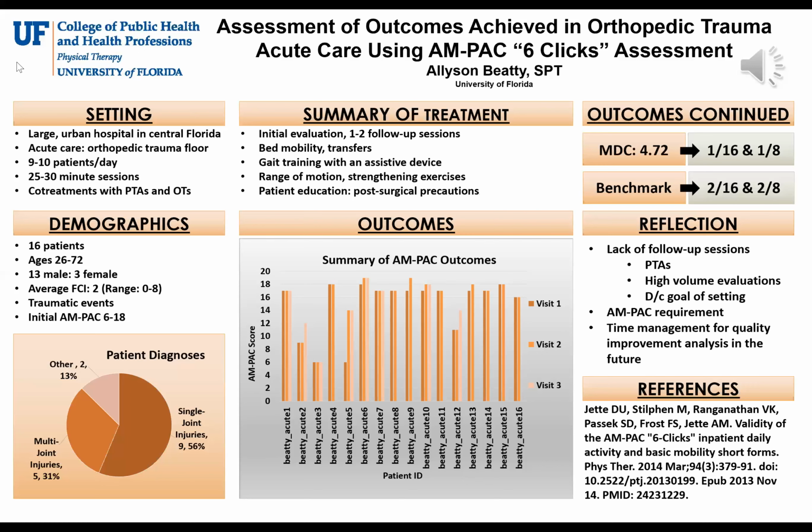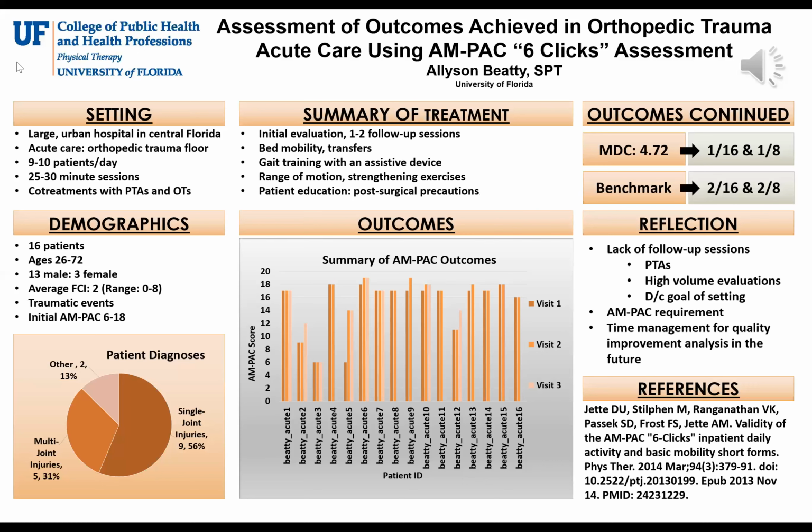The length of stay varied greatly for this setting, but the average number of visits before discharge was between 2 and 4 visits. Some patients were seen twice in a given day as well. The bar graph shows the AMPAC scores for each patient over their 2 or 3 visits. According to the literature, the minimal detectable change, or MDC, for the AMPAC outcome at the 90% confidence interval is 4.72 for basic mobility. The proportion of patients who made measurable change based on the MDC was 1 out of 16 in 2 visits and 1 out of 8 in 3 visits.